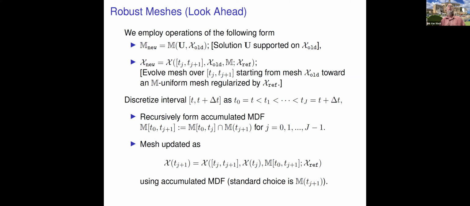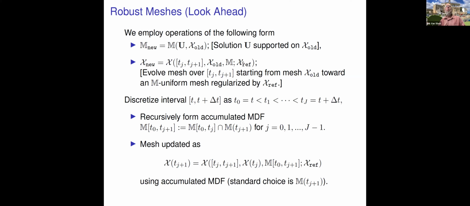Abstractly, this is what I think one needs in order to do something like what I'm describing. We need a way to take U, supported on an old mesh, and get a metric tensor or mesh density function out of it. A way to evolve the mesh from an old mesh to a new mesh, given this updated metric tensor M, and then we regularize with respect to some reference mesh. Oftentimes the reference mesh is just a uniform mesh.